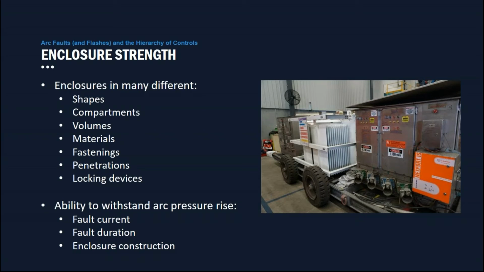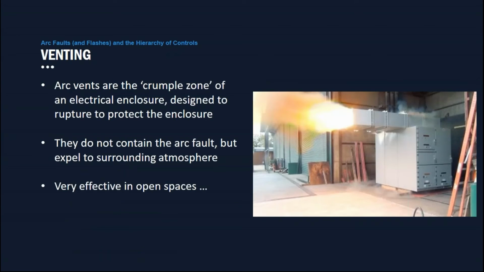We want to make sure that the enclosure is able to withstand the pressure rise for a given fault current, a given fault duration, and the enclosure construction. So arc vents, in essence, are the crumple zone of an electrical enclosure. In the same way that a modern car is designed to bend in case of an accident, an arc vent is designed as the crumple zone of the enclosure. So that is where it will fail, hopefully leaving the rest of the enclosure intact.